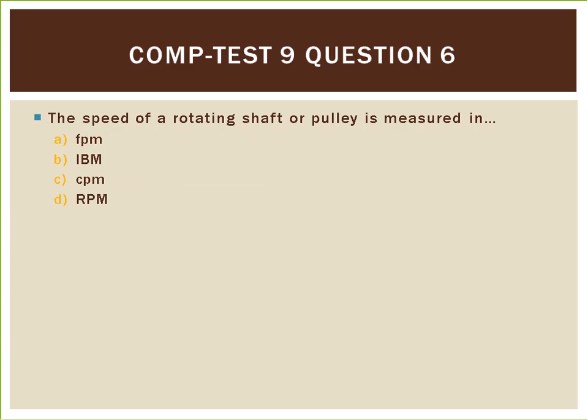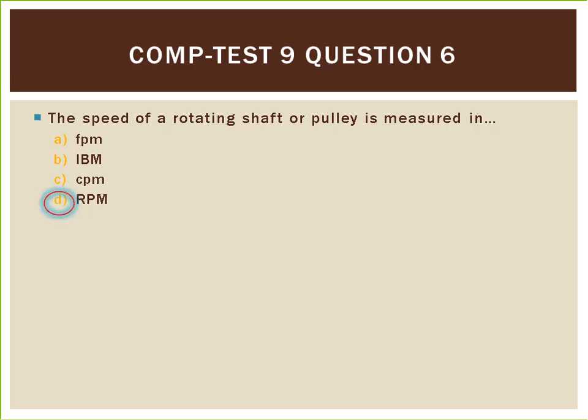Comptest 9, question number 6. The speed of a rotating shaft or pulley is measured in A, FPM, B, IBM, C, CPM, or D, RPM. Answer D is the best answer here, because the question is asking about equipment that is rotating, and RPM is an acronym for revolutions per minute.